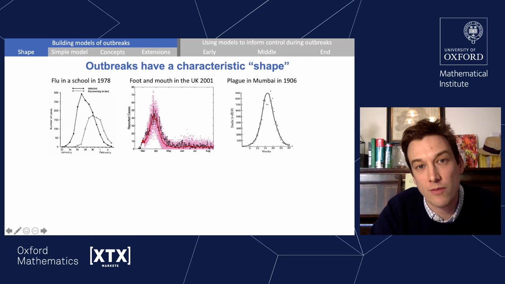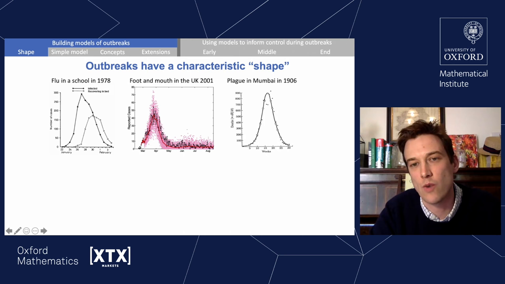The same thing happens if we look at a third example. This third example is plague in Mumbai at the beginning of the 20th century. Again, this is very slightly different data. This is data on the numbers of individuals that were dying during that plague outbreak. But again, you see a very similar dynamic in which the number of deaths increases up to some high level, and when it reaches that high level, it turns over and falls back down again to near zero. So again, broadly the same shape.